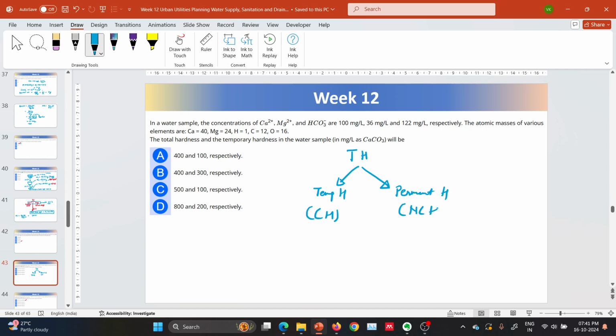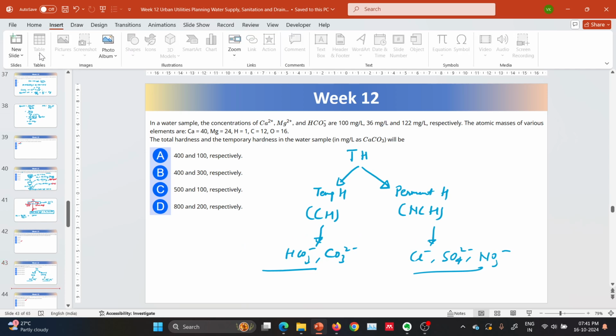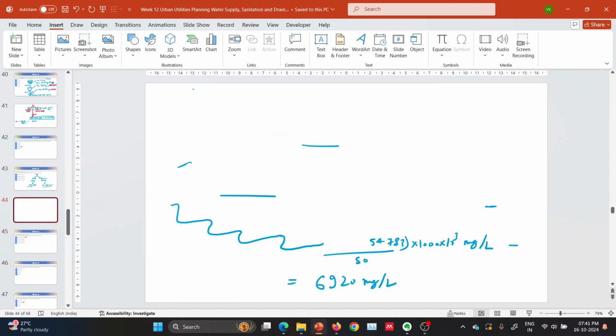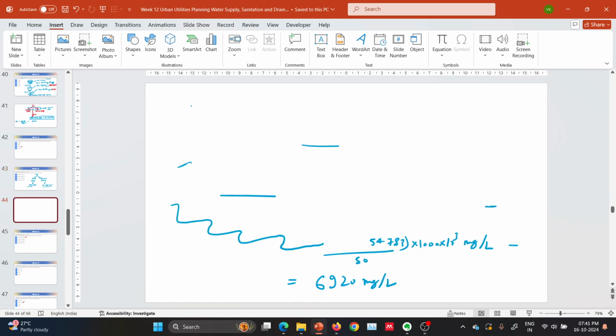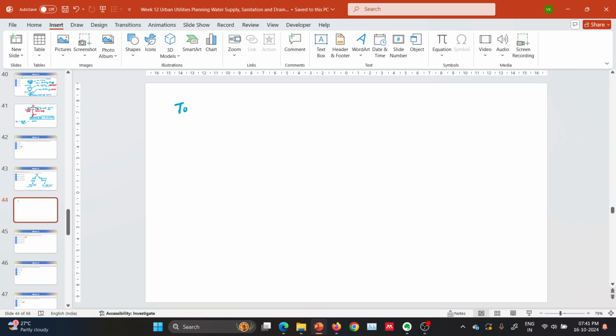Permanent is called non-carbonate hardness. Carbonate hardness is imparted by carbonates and bicarbonates, and non-carbonate hardness is imparted by chloride, sulfate, and nitrates. These anions will impart carbonate and non-carbonate hardness. So let's understand. Let's calculate first the total hardness.